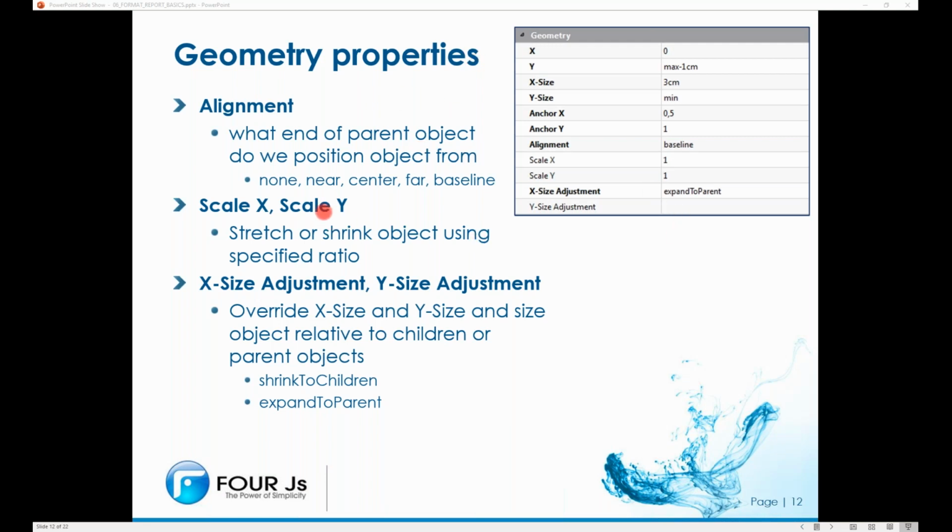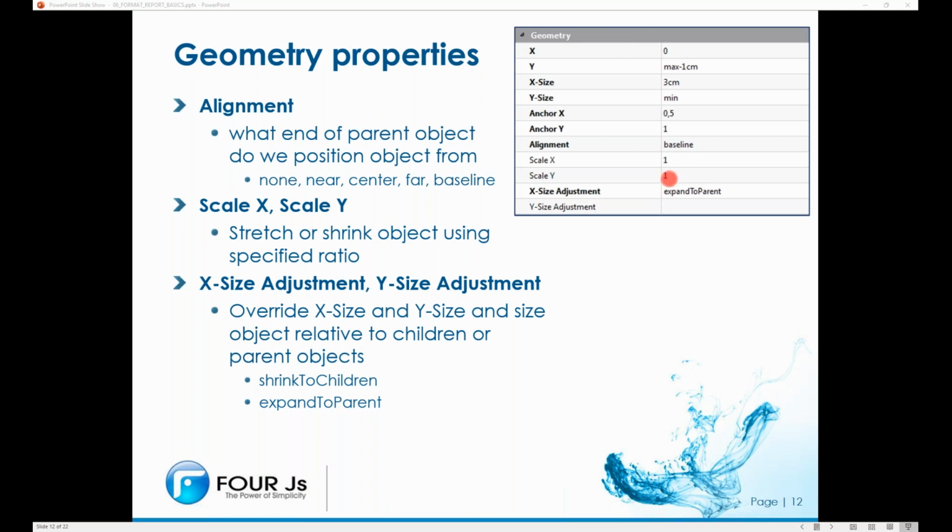My scale X and scale Y is if I want to expand or shrink the object using a specified ratio. So if I wanted to make it 8/10 of the size, I could set scale X and scale Y to 0.8. And then the X size and Y size adjustment is where you're saying, regardless of what my X size and Y size is set to, I want you to override it. So if you wanted the item to take up the complete X size of the parent, you would just specify expand to parent, and then it would ignore what you set up here for X size, and instead it would expand it to parent.